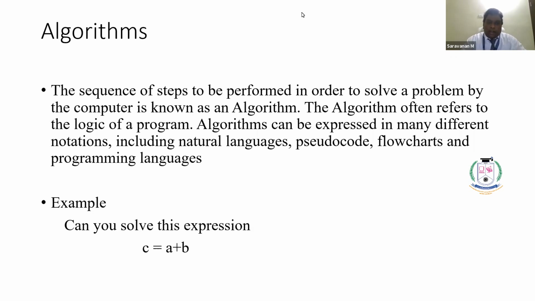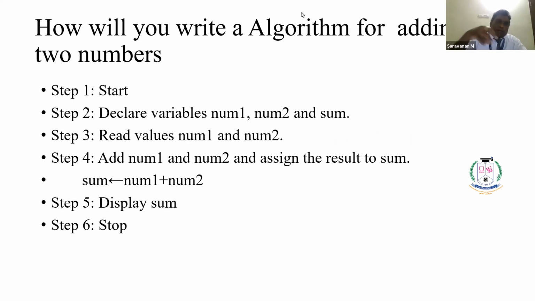Now, in this expression, there are three operands and two operators. Plus and equal to are called the operators, and A and B are called the operands, and C is also an operand, the variable where the addition is stored. Now this is the algorithm that we have written.